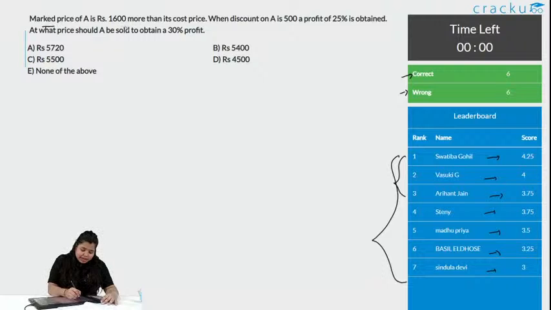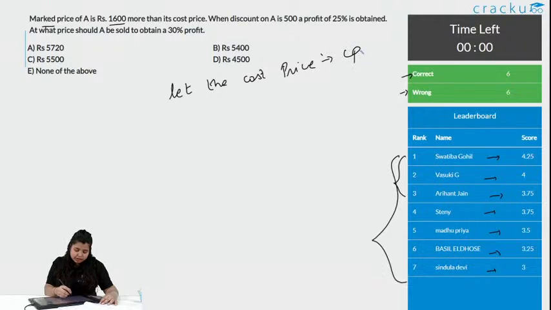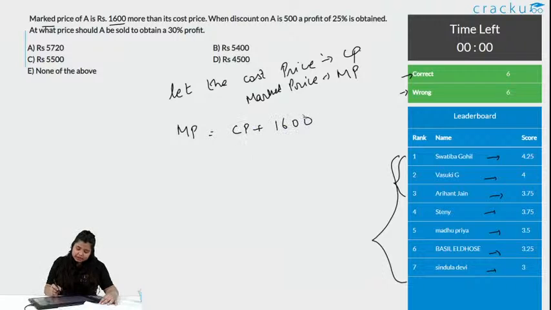The mark price of A is 1600 more than the cost price. Okay, let the cost price be CP, and the mark price be MP. So it is saying MP is equal to CP plus 1600, right?